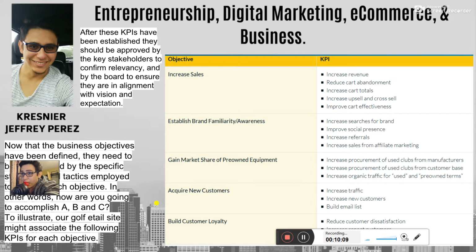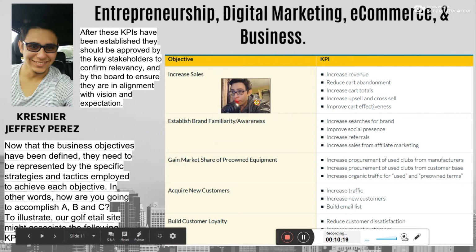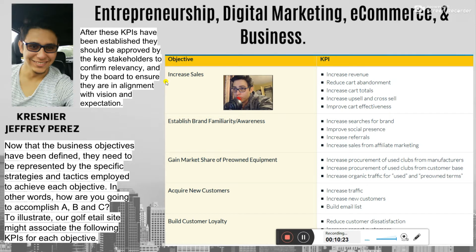So after these KPIs have been established, they should be approved by key stakeholders. If you are presenting these potential metrics that you believe are important for any specific brand, they should be presented to the right person to get the approval, right? To make sure that they align with the vision and expectations of the brand.